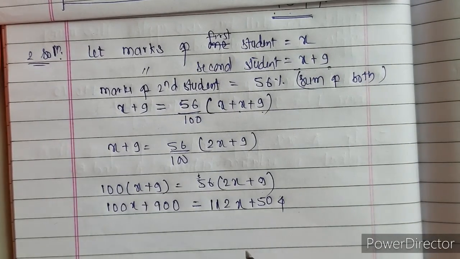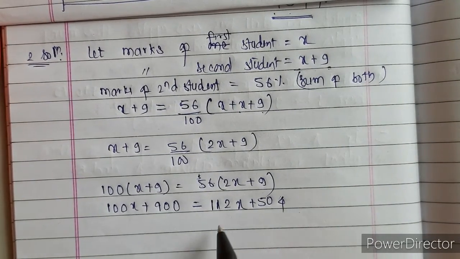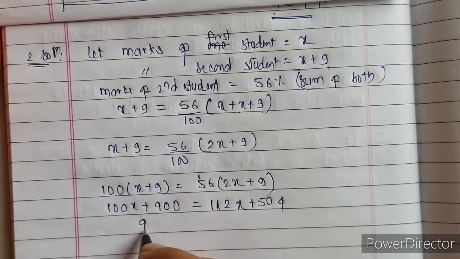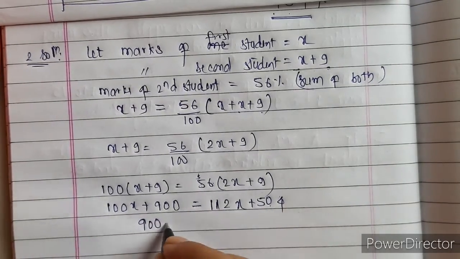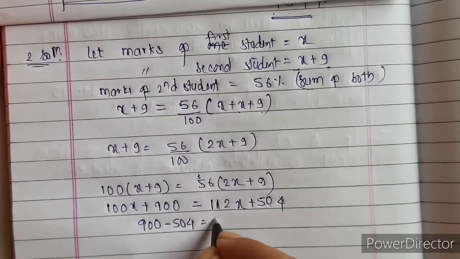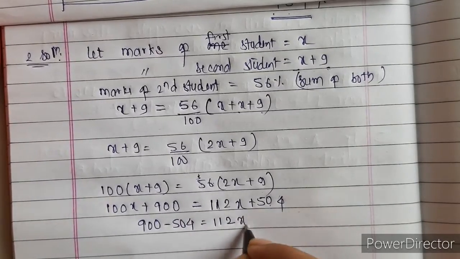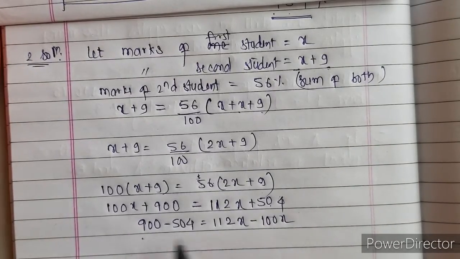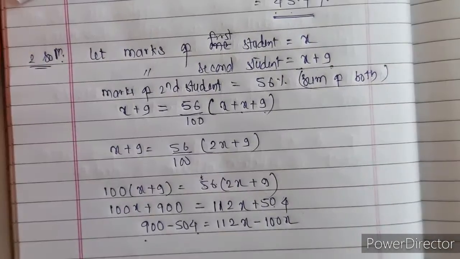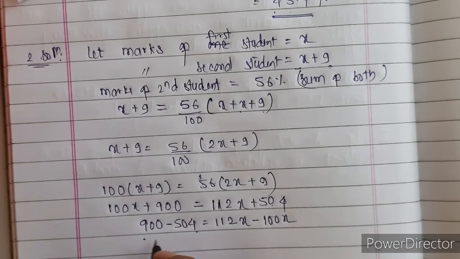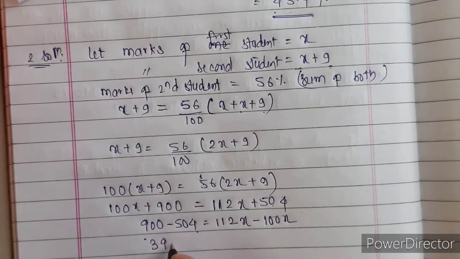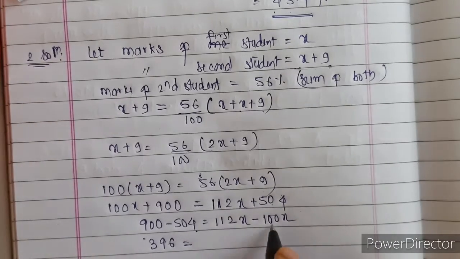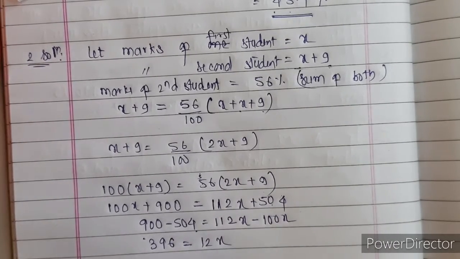504. Okay. Now take variables one side, constants one side. So we have 900 here. I am keeping this as it is. Taking this 504 this side. Here we have 112x, 100x. So minus 100x. 900 minus 504. Okay. So this is 396, which is equal to 112 minus 100, so 12x.